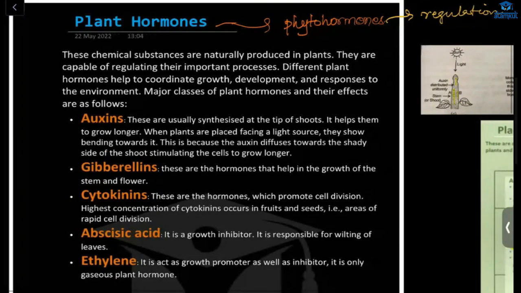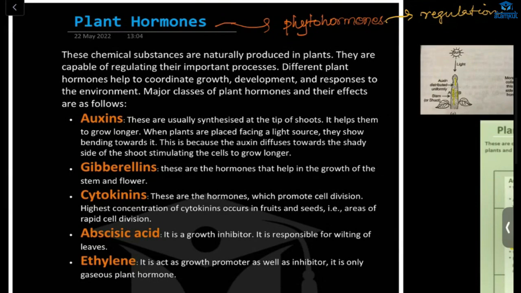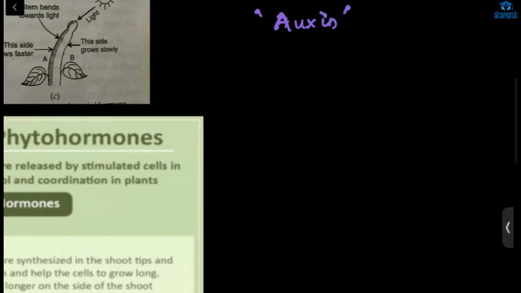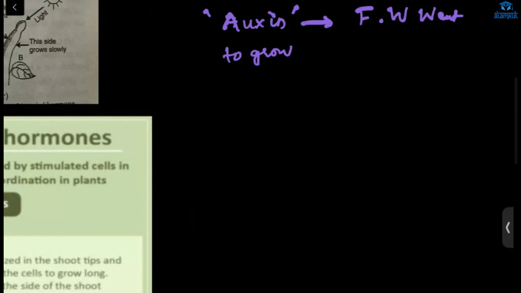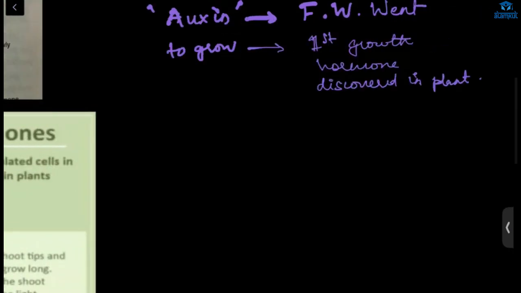The first hormone which we are going to study is auxin. This term was given by F.W. Went. In Greek, it means to grow. This is the first growth hormone discovered in plants. So auxins, where are they distributed?